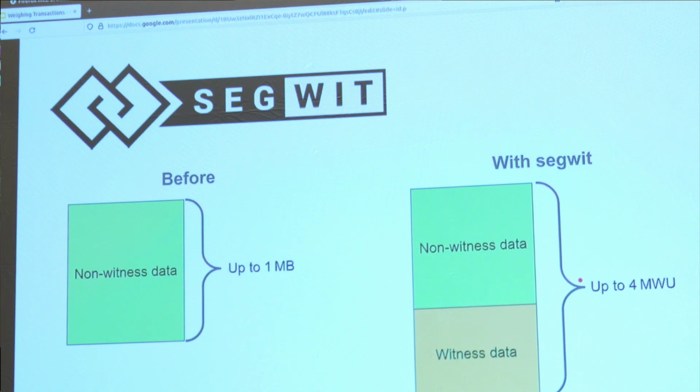And since we only give the non-witness data to old nodes, they only see this green part up here, which is always smaller than 1 megabyte. But for nodes that speak Segwit, we also give them the witness data, so we can exceed the 1 megabyte now. And recently in August, we actually had a new biggest block, which was 2.77 megabytes.